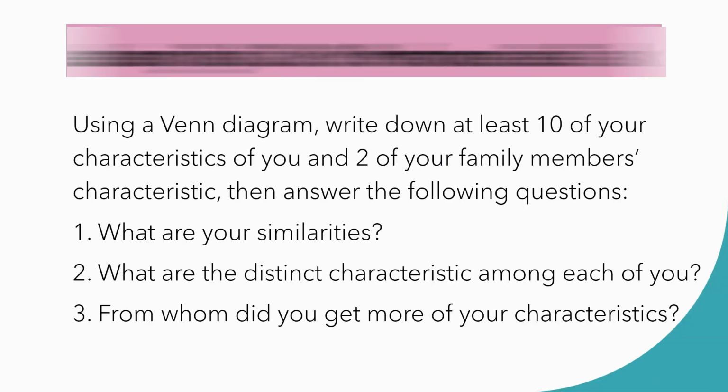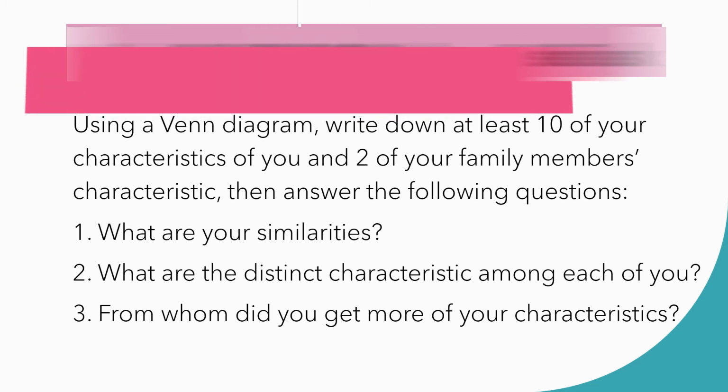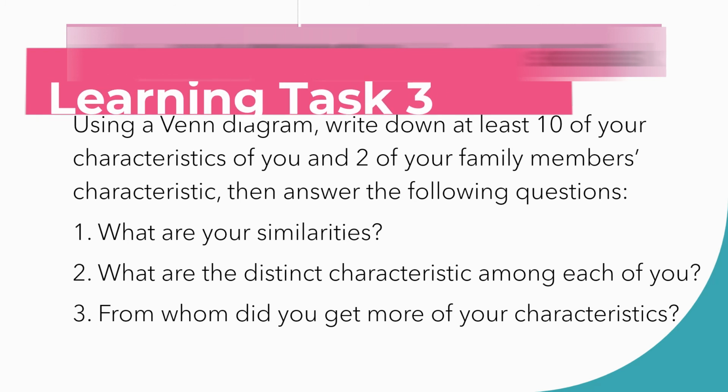So for your learning task 3, using a Venn diagram, write down at least 10 of your characteristics and 2 of your family members' characteristics. Then answer the following questions. So you are going to list 10 of your characteristics and those of 2 of your family members. So what are your similarities? That is the first question. Next is what are the distinct characteristics among each of you? And the last one is from whom did you get more of your characteristics? So you are going to use here the Venn diagram also.